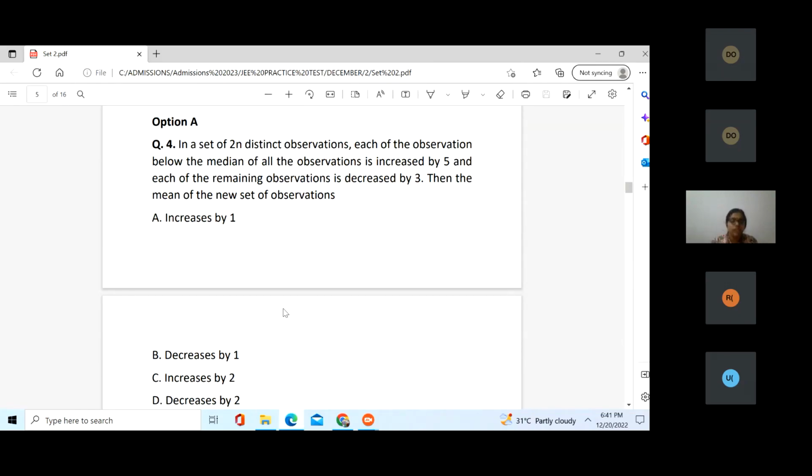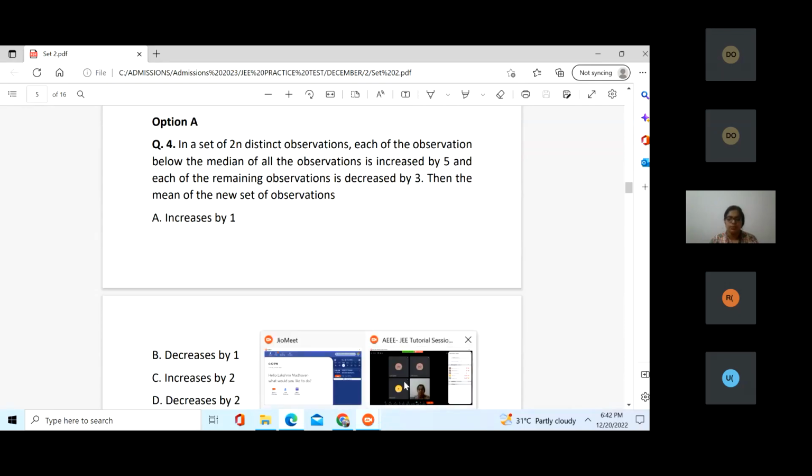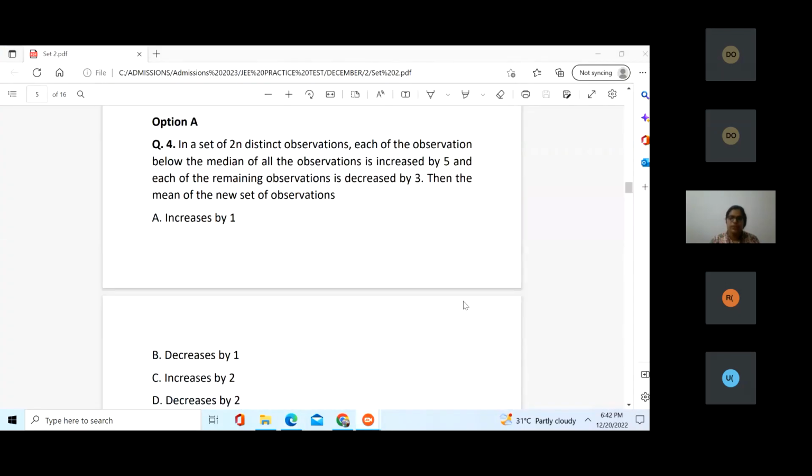Then they're asking us to find the status of the mean of the new set of observations. Whether the value of the mean of the new set is increased by 1, or increased by 2, or decreased by 2, or decreased by 1. This is something we need to find out. So yes, you can start answering the question. You can find out how you can solve this question. Then we'll be discussing it.